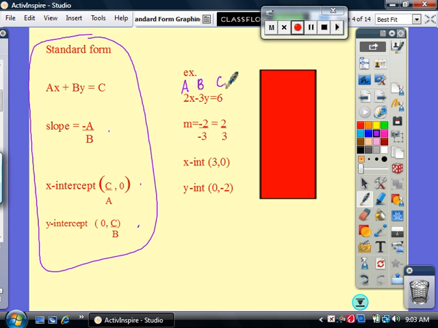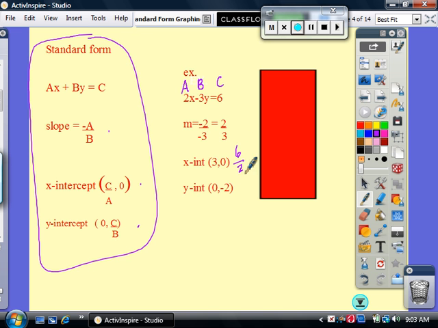When I learn something new, if this is new to you, I like to have something I can just go back and look at and say, okay, those were easy numbers. I see where all of that came from. I'm going to use that example as the one I go by. And so if this is A and B and C, and the slope is negative A over B, then negative 2 over negative 3 becomes positive 2/3. And if the x-intercept is C over A, and here is C and here is A, 6 over 2 is 3. And if the y-intercept is C over B, and here is C and here is B, 6 over negative 3 is negative 2.